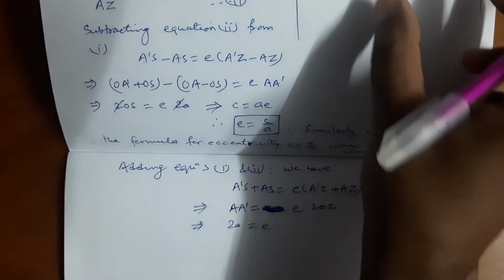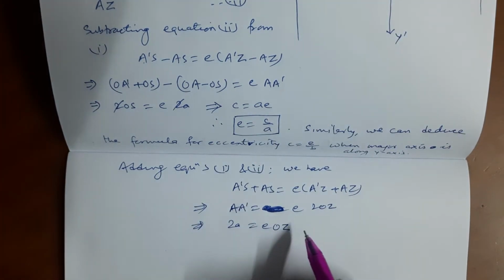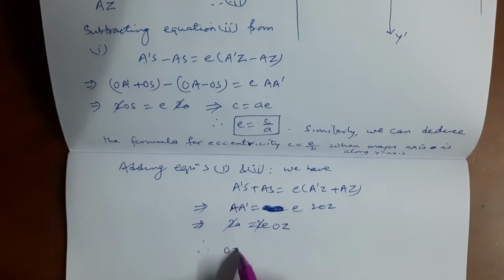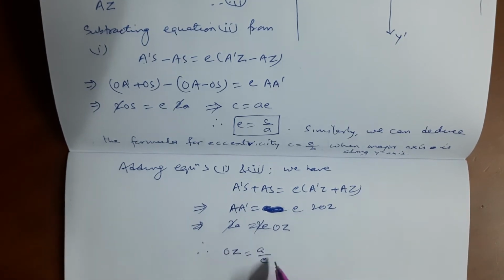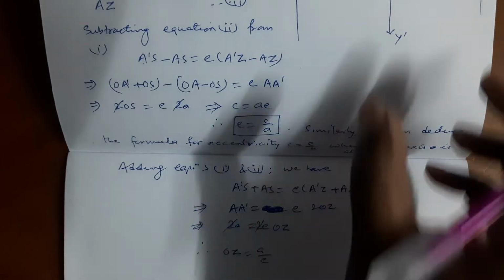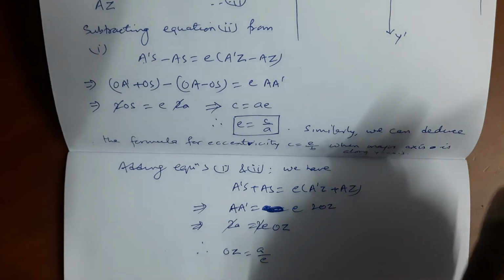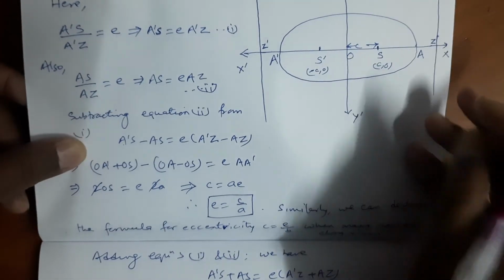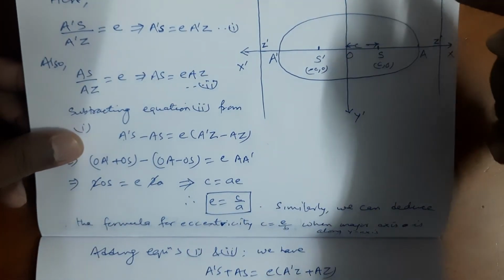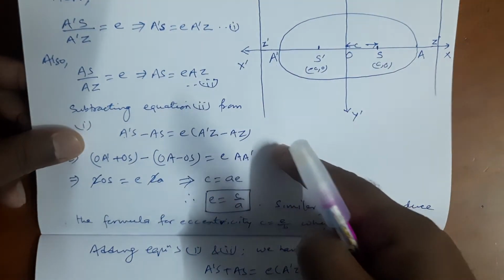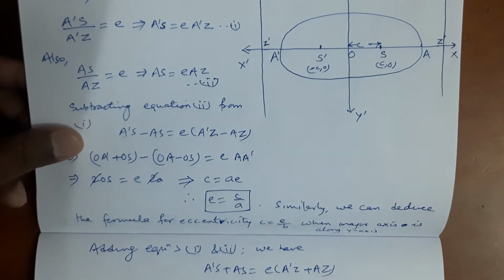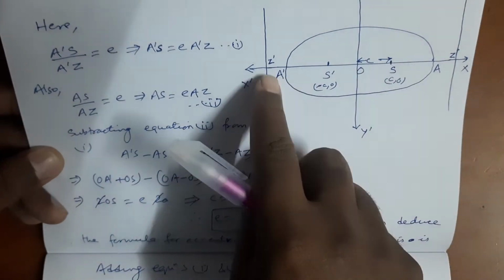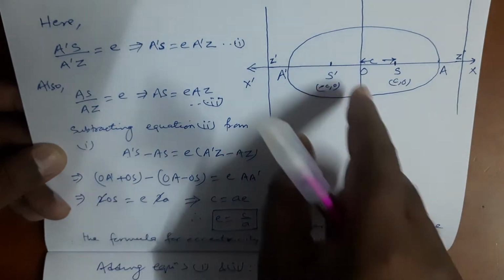e, oz as it is, and our this value 2 is also here. 2 can be cancelled. Therefore, oz equals a over e. Okay, so this oz means it is the x coordinate, and we have one directrix here, and we also have another directrix here. So this one directrix oz equals a over e, and for the another directrix oz dash, that will be on the left hand side at equal distance, so that will be minus a over e.